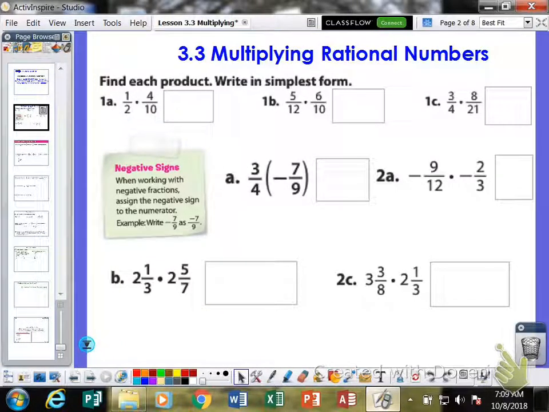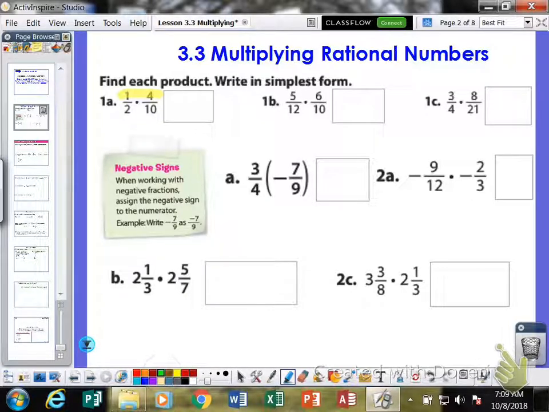Today's lesson, 3-3, multiplying rational numbers. In this lesson, we're going to learn how to multiply fractions, rational numbers, and mixed numbers. The easiest thing you need to remember is that when we multiply fractions, we multiply across the top, and then we multiply across the bottom.